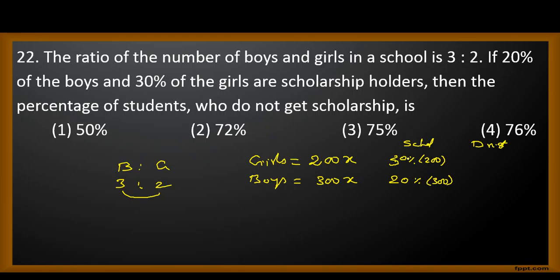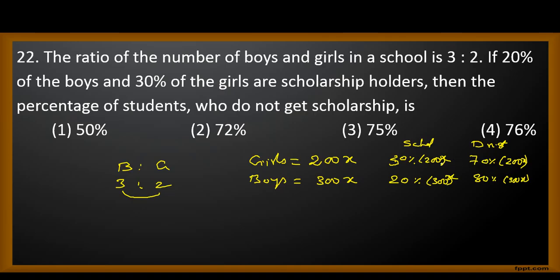Simple. If 30% of girls get scholarship, means 70% of the girls won't get a scholarship. That is 70% of 200. Here, 80% of 300, you can write as x here. Because we assume total number of students, girls are 200x, so boys are 300x. Even if you don't take x also, won't get any problem. You can easily get an answer.